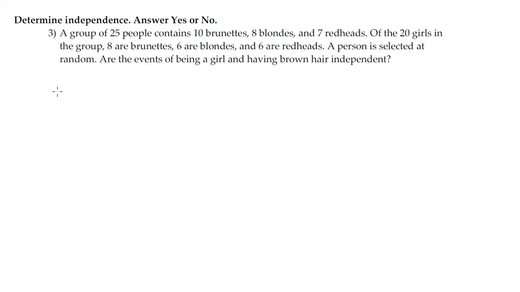All right, problem 3 asks us to determine the independence of something in here. So let's see. A group of 25 people contains 10 brunettes. That's brown here. Brunettes means brown here. 8 blondes and 7 redheads. Of the 20 girls in the group, 8 are brunettes, 6 are blondes, and 6 are redheads. A person is selected at random.